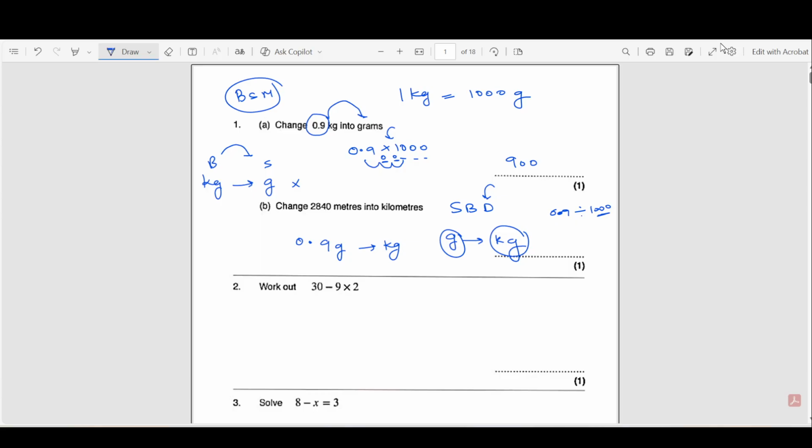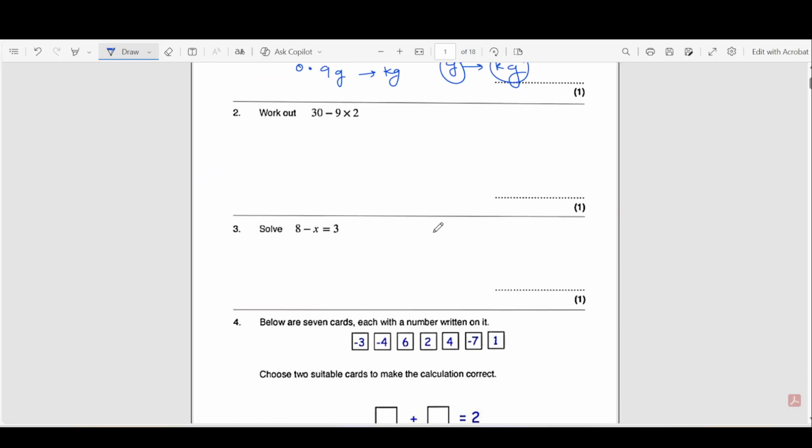There are three digits, so we move one, two, three places. So the decimal would go there, right? So we can fill these blanks with zeros. So that's how we do it. Just remember BSM and SBD. And you need to remember this also, that in 1 kilogram there are 1000 grams.